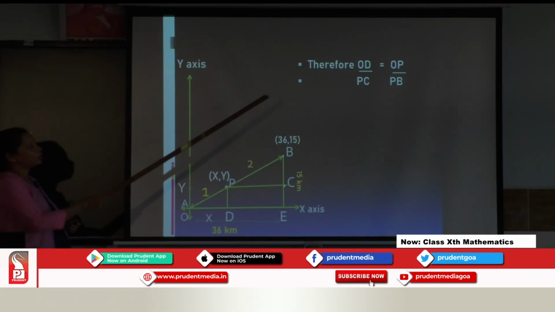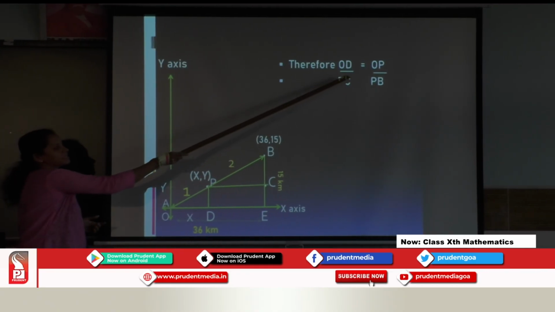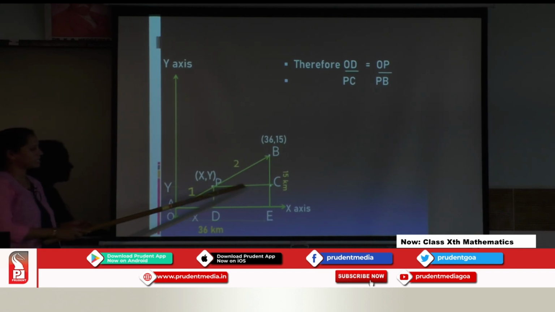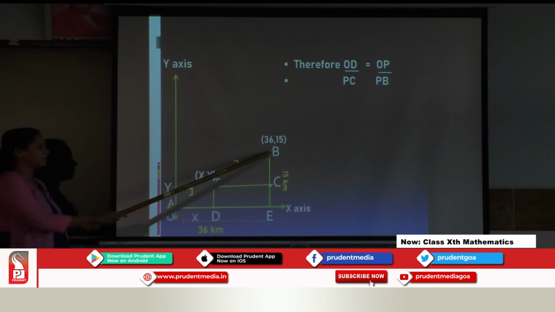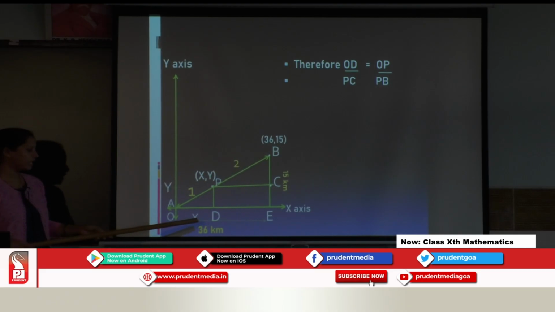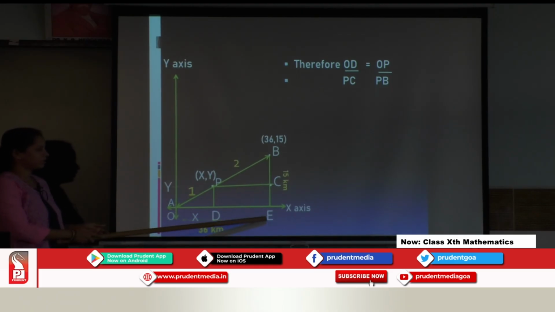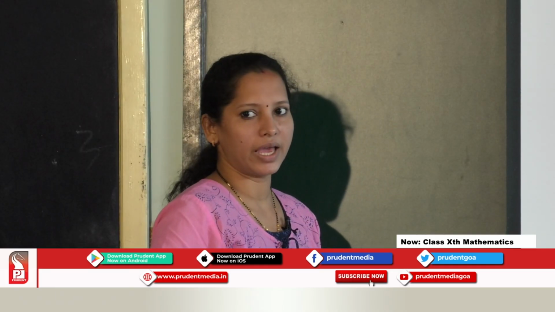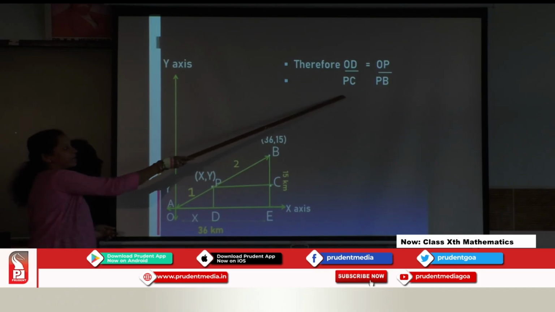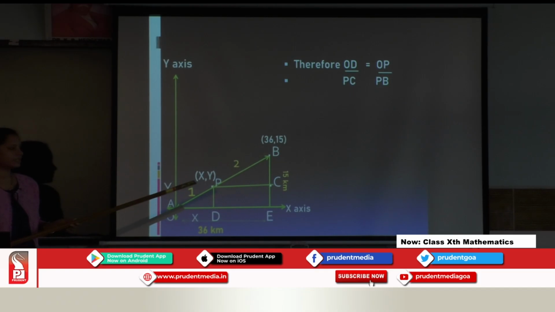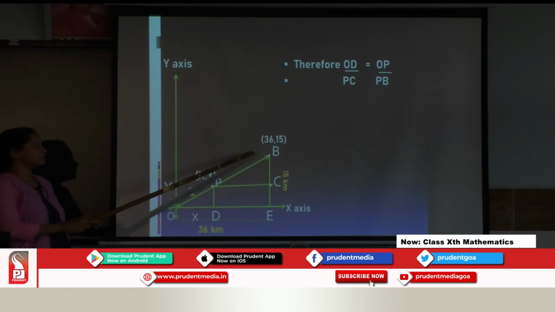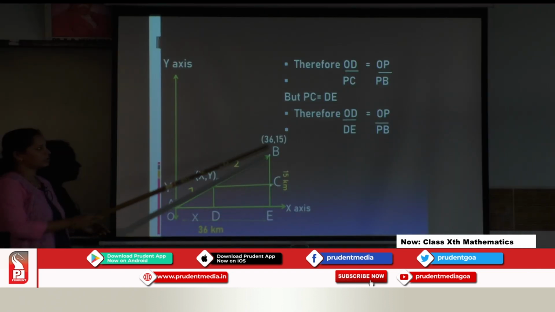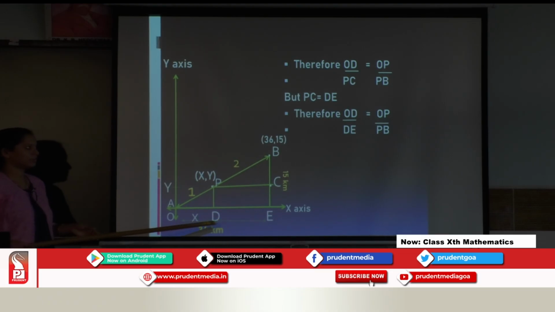Therefore, OD upon PC is equal to OP upon PB. So now here OD is equal to what? OD is x and PC is equal to what? PC is equal to, this full is 36, so this will be equal to 36 minus x. So OD is equal to x and PC is equal to 36 minus x, and OP is equal to 1 and PB is equal to 2. But we know that here PC is equal to DE, and we know that DE is equal to 36 minus x.